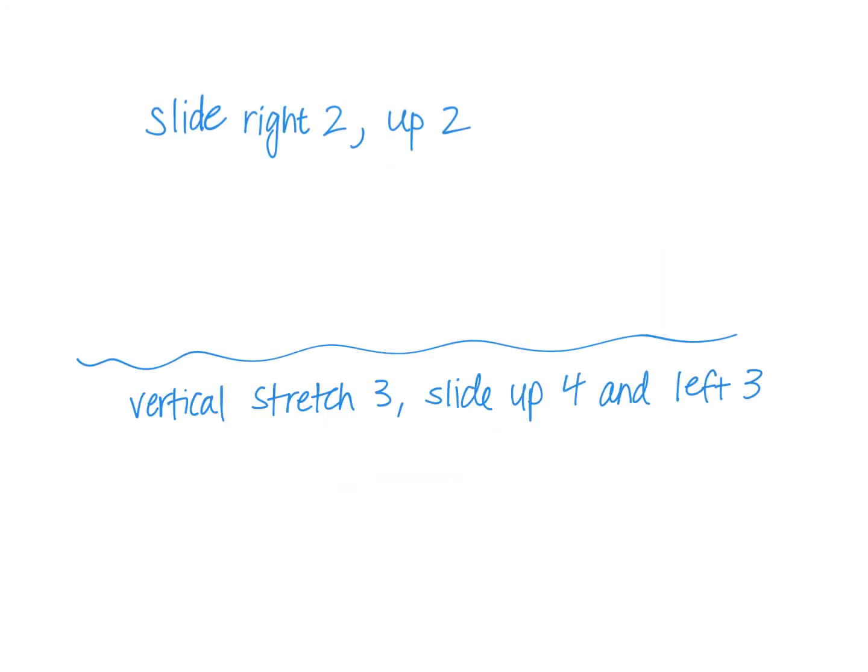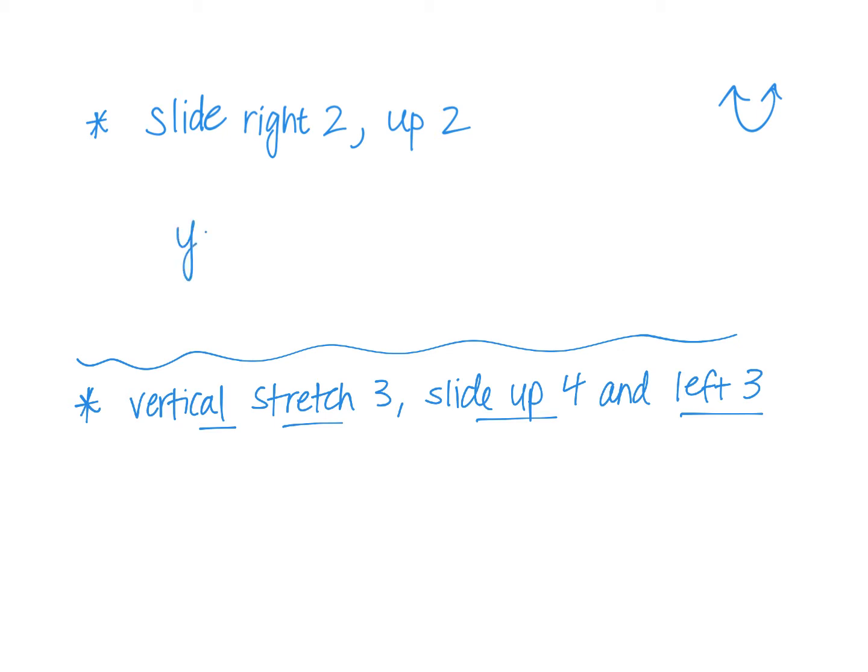All right, as a quick little warm-up, do you think you could write a rule if I was asking you to transform the parent graph of a parabola? Could you write a rule that says that you're going to slide it right 2 and up 2? And then could you write a rule that was doing all 3 of these things? A vertical stretch of 3, slide it up 4, and left 3. Do you think you could write 2 rules for these? So pause and try to write those.